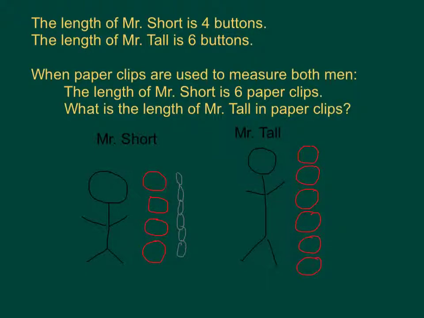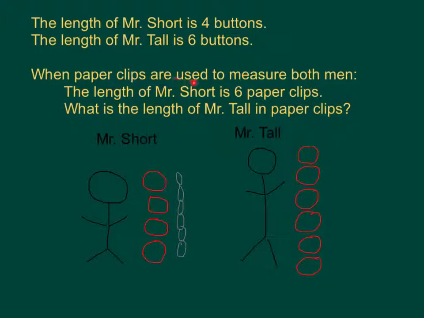We're going to start today's lesson with this word problem about Mr. Short and Mr. Tall. So let's first read the problem. The length of Mr. Short is 4 buttons. The length of Mr. Tall is 6 buttons. If you look at the picture on the bottom, I have Mr. Short here being 4 buttons tall and Mr. Tall being 6 buttons tall.